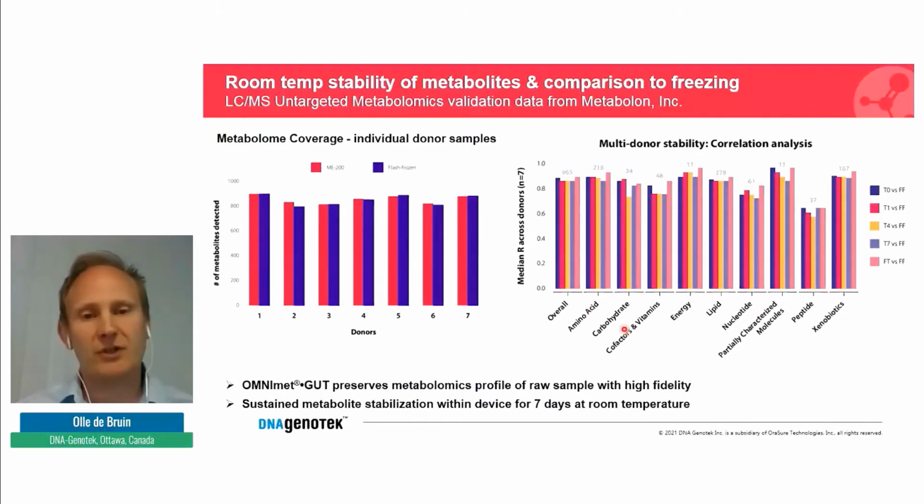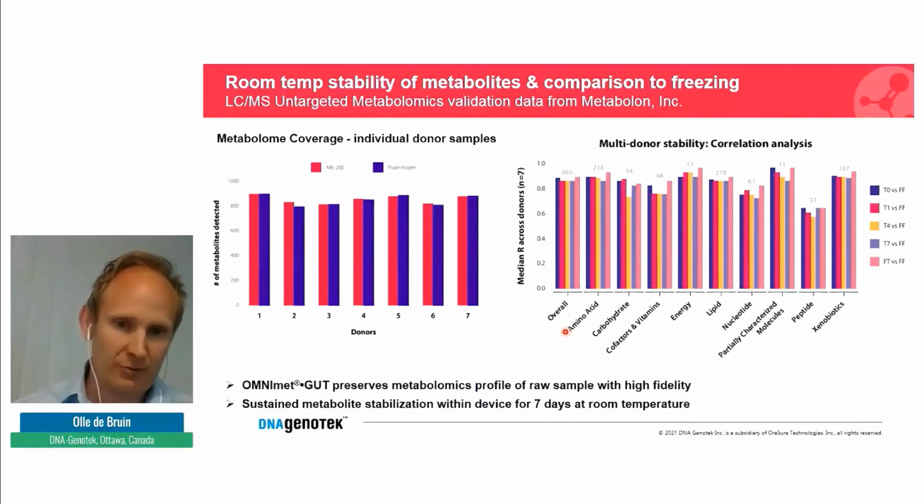And then for gut microbiome samples, looking at metabolites, the ones that are going to be of most interest to researchers, that are microbially derived, are the amino acid metabolites, the lipid metabolites, and your xenobiotics. So if you look at those, they perform very similar to the overall picture as well.